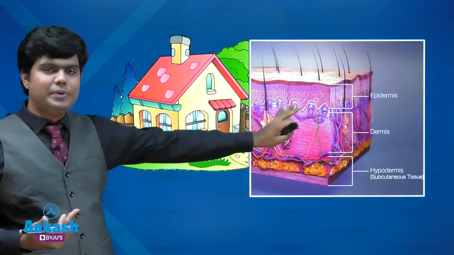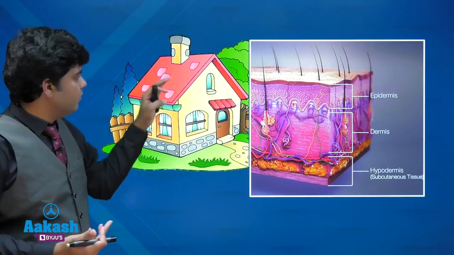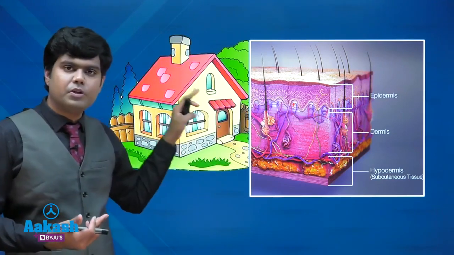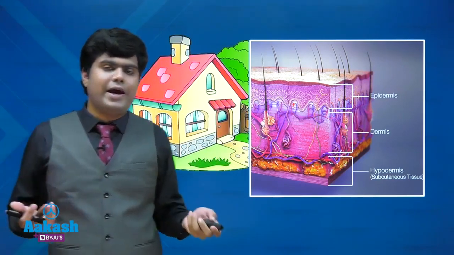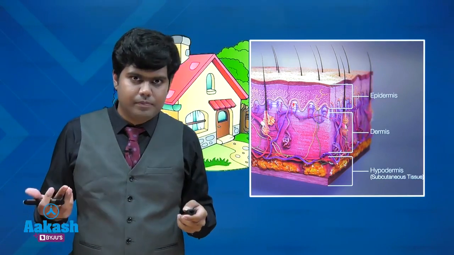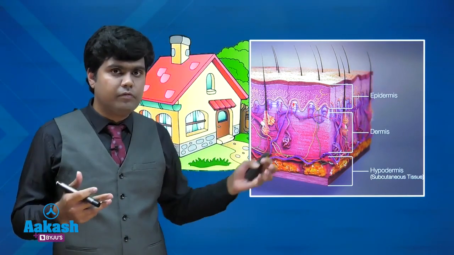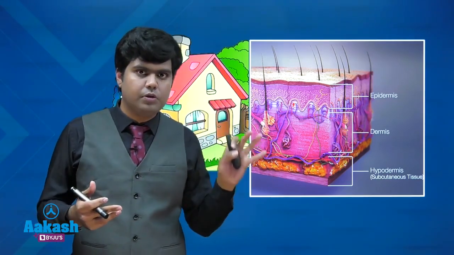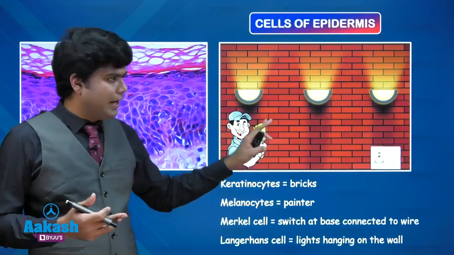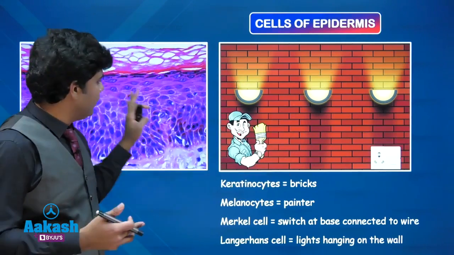We have our first mnemonic here, and it's an analogy. Our human epidermis is like a wall, where the stratum corneum is like a roof, and the rest of the epidermis forms the wall. Now a wall has bricks, a wall needs a painter, and later on we apply the electric switch over the wall. Similarly, our epidermis has bricks, which are nothing but your keratinocytes.